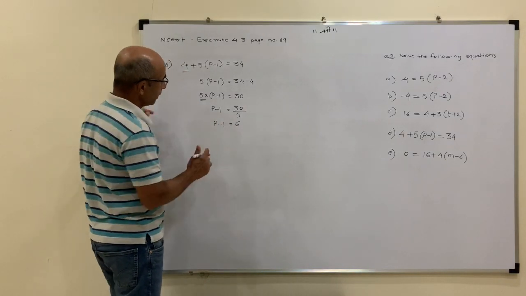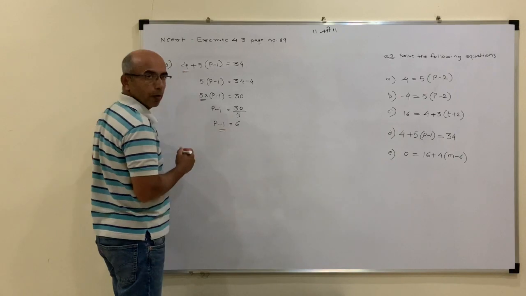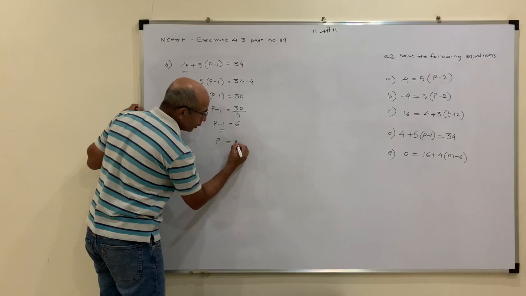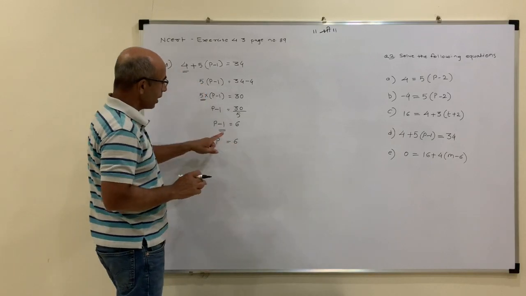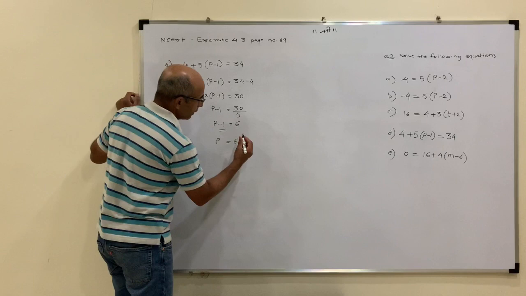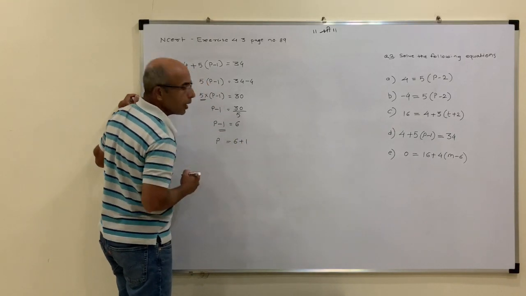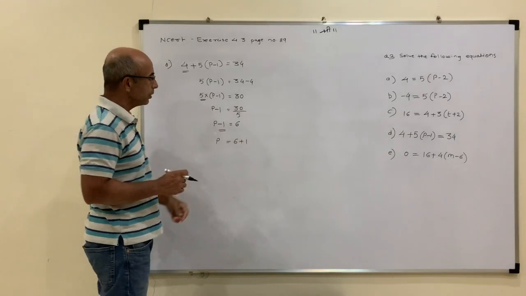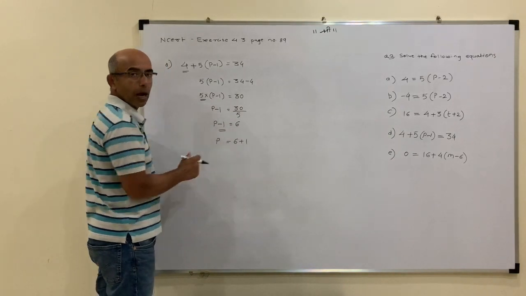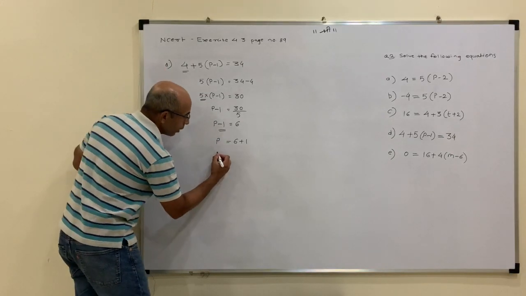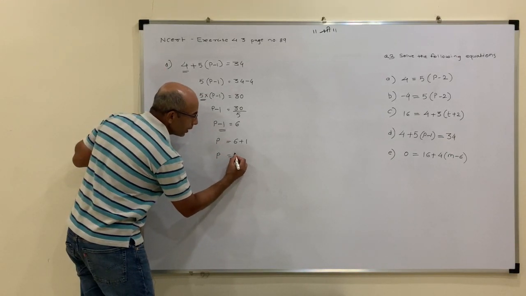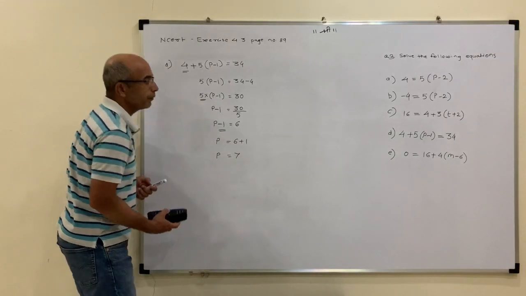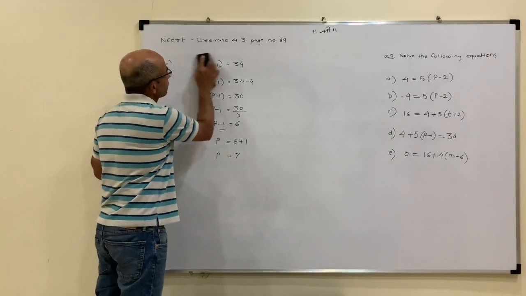So now I will be transposing the minus 1 from left hand side to right hand side. So next step will be p equal to 6. Since this 1 is negative on the left hand side, it will be positive. That is, since it is subtracted on the left hand side, when we transpose, it will be added onto the right hand side. So now p equal to 6 plus 1 equals to 7. So now we will be moving on to the next problem.